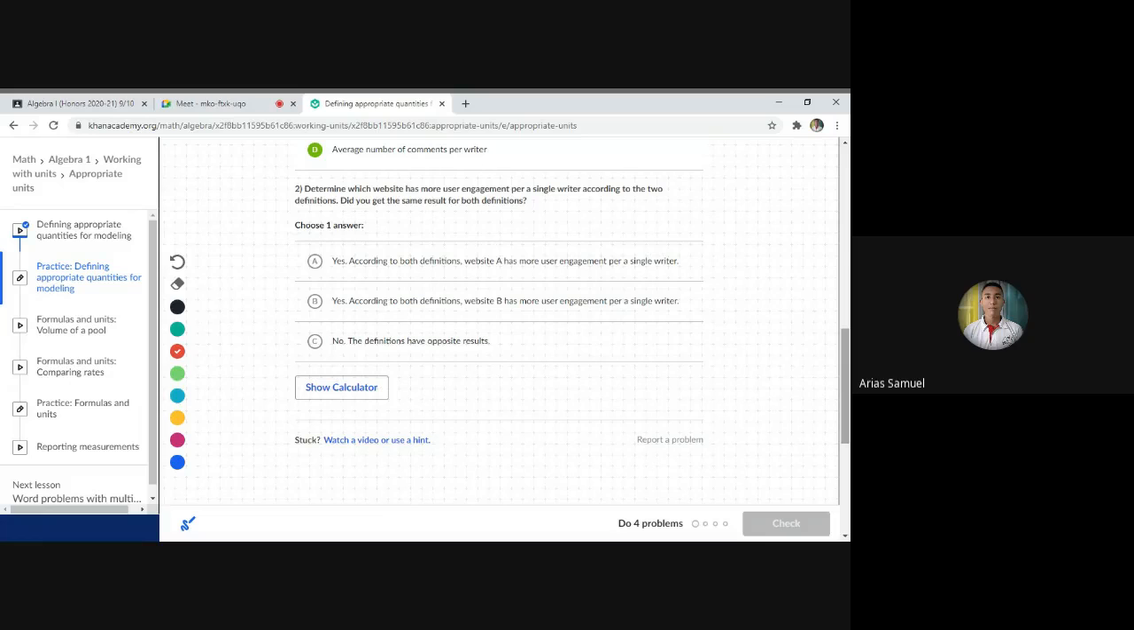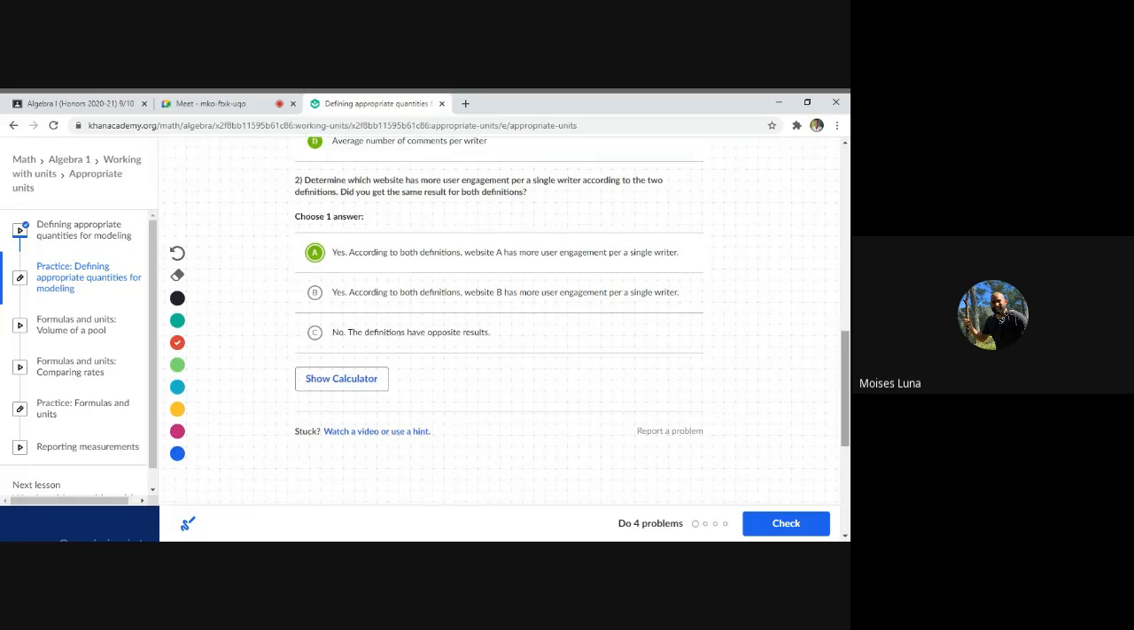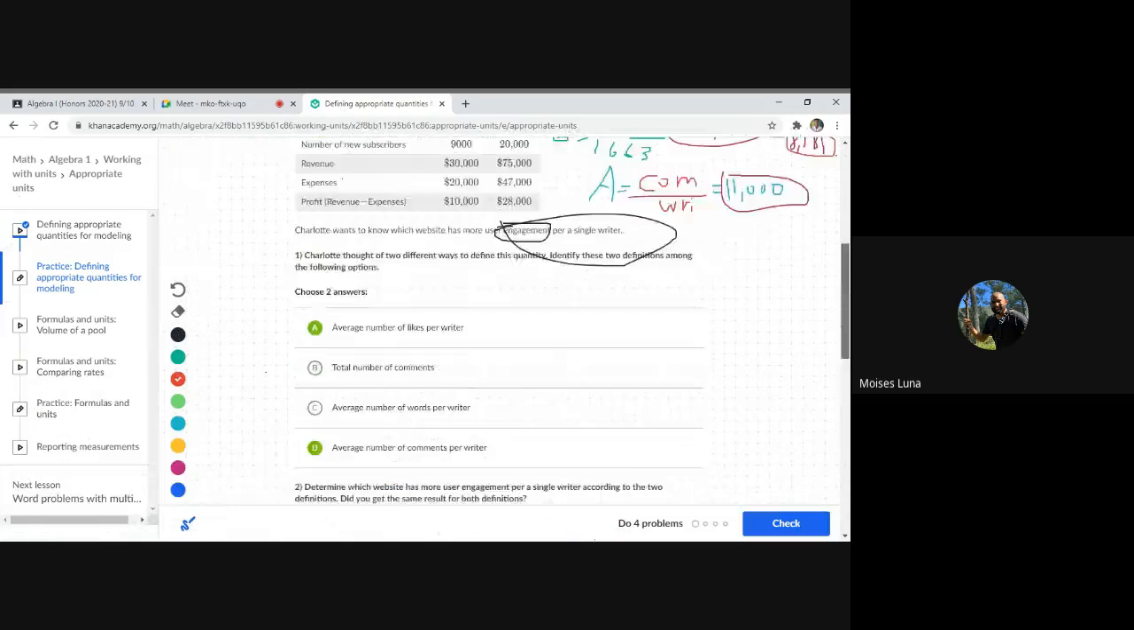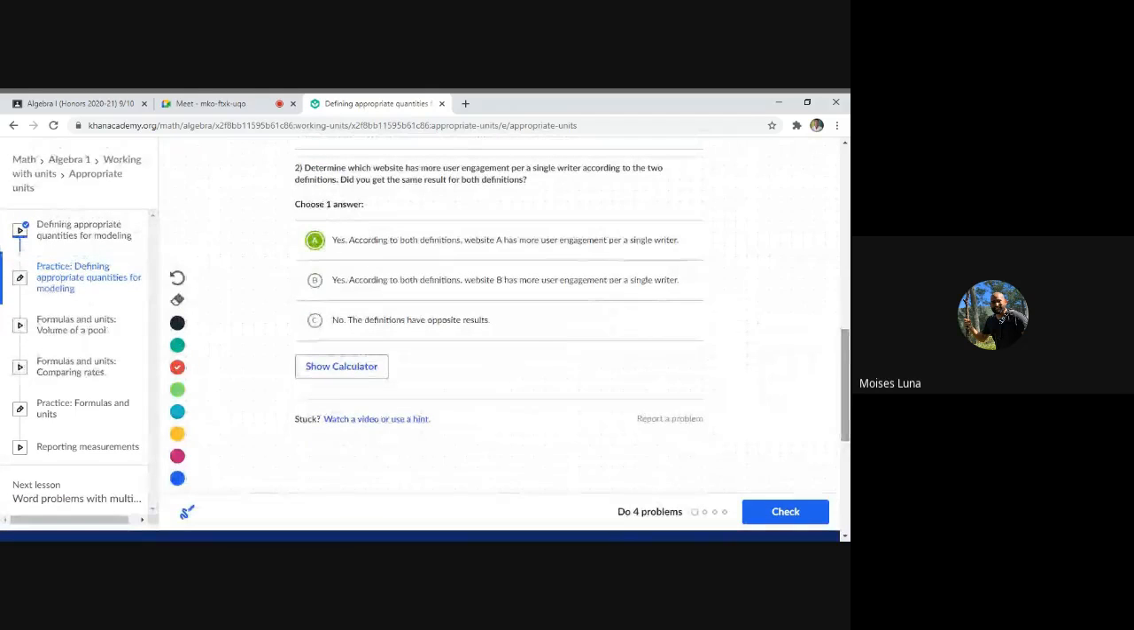All right. So let's answer this one, right? Yeah. So determine which website has more user engagement per single writer according to the two definitions. Did you get the same result for both definitions? So no, the definitions have opposite results. No. Or yes, according to yes, both. According to both definitions, website A has more user engagement per single writer. That's what it is. Because that was the numbers you got. You got that for both. 77,000 is bigger than 63,000, and 11,000 is bigger than 8,000. So for both, you have a bigger number with website A. So go ahead and check that, and then let's check the step-by-step solution.